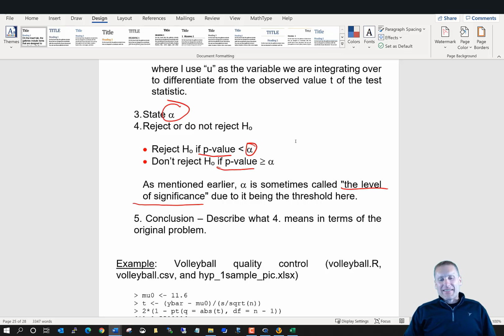Step 5, state your conclusion. Describe what step 4 means in terms of the original problem. Now, I will tell you that when you're using a computer to do a hypothesis test, very frequently these p-values are given to you automatically. And so when you're using a computer, very frequently this is the easiest, the quickest way to get the job done in terms of doing the hypothesis test.